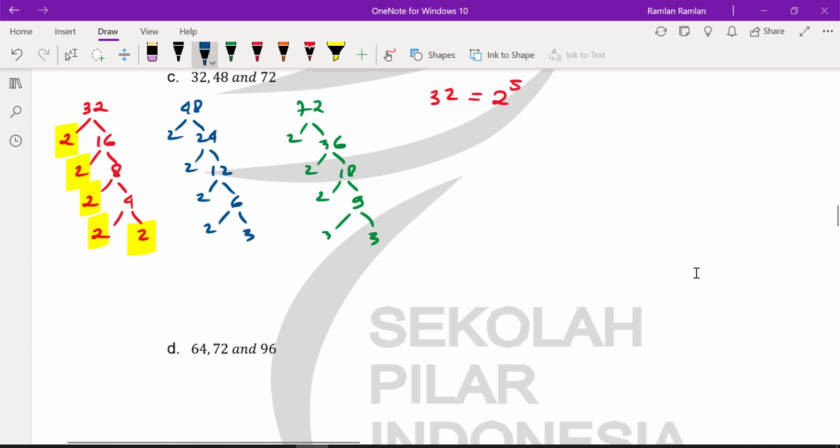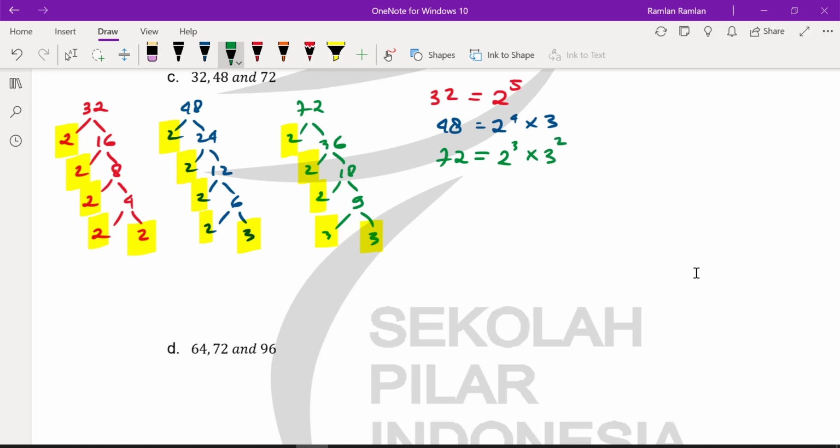The next one is 48, right? 48 is the multiplication of 2 times 2 times 2 times 2 times 3. So that'll be 2 to the power of 4 multiplied by 3. Because we are multiplying 2 four times, that's why it's 2 to the power of 4. And then we still have this 3 over here. And the last one is 72. That'll be the multiplication of 2 times 2 times 2 times 3 times 3. So that'll be 2 to the power of 3, and then multiplied by 3 to the power of 2.